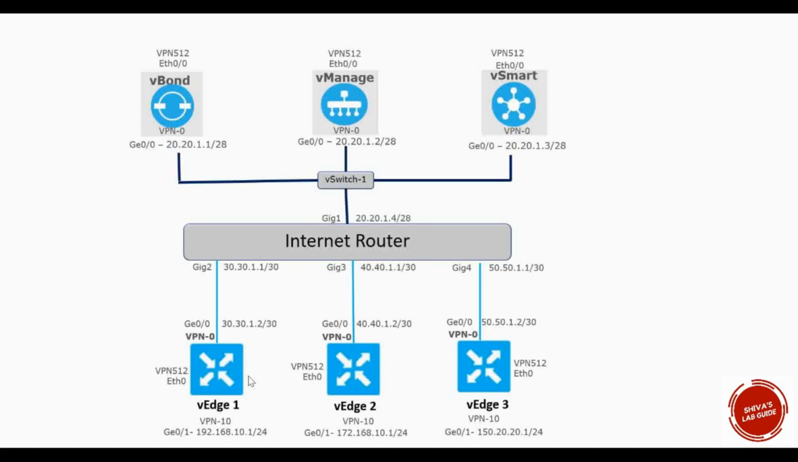This is to make sure all the devices can ping each other, like from vEdge to vBond, vManage, vSmart. The IP reachability should be there. Then only the connections will come up. So to start, we have to download the software for vBond, vManage, and vSmart. I'll show you where to download that.